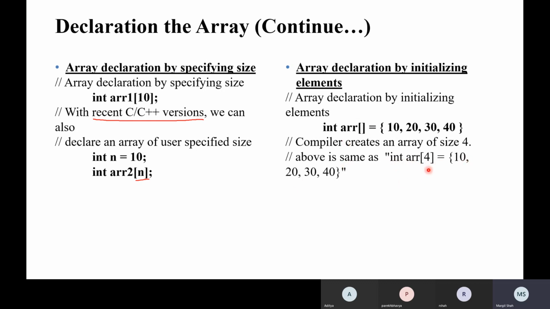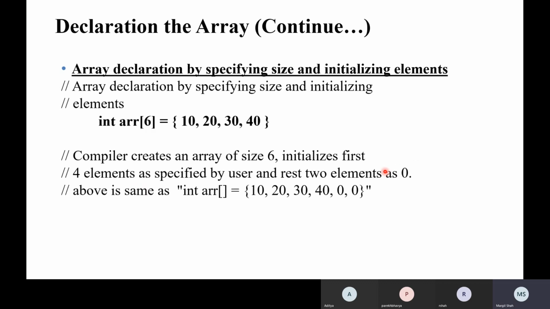These two are the same because in this case we explicitly say that the size of the array is 4, and in this case it dynamically detects that the size of the array is 4. Okay. Then array declaration by specifying the size and initialization of elements. We already saw certain examples, but right now we see the same again. So here by using this statement, integer array of 6, it creates a memory location for an array of 6, right?